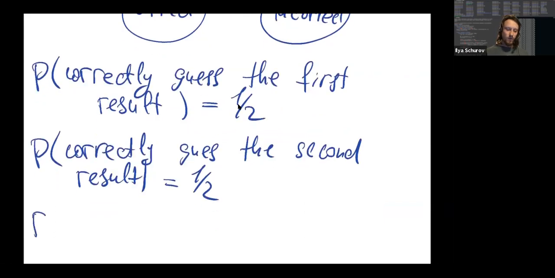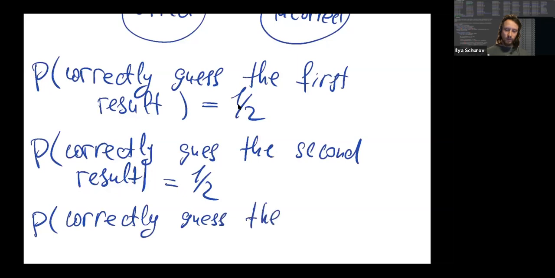So now, what is the probability to correctly guess the first result and correctly guess the second result?